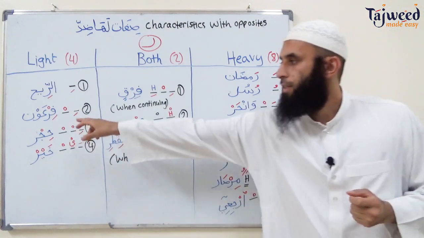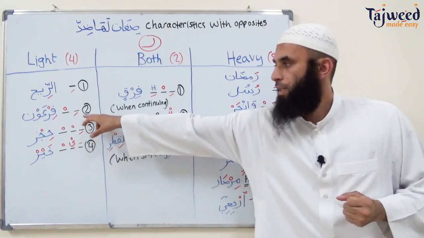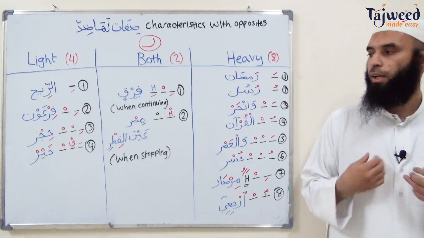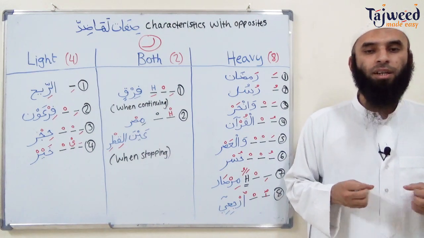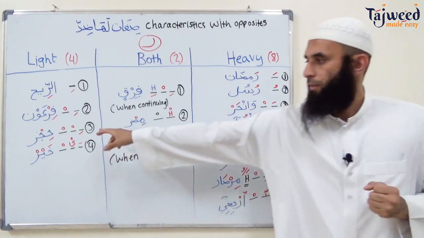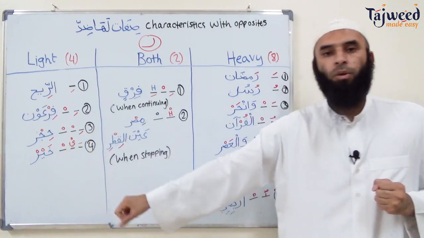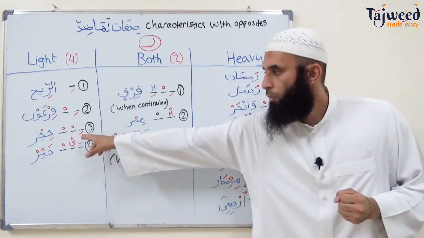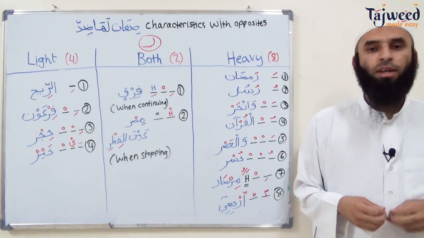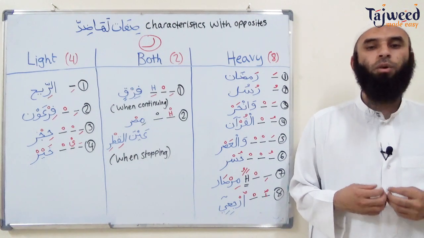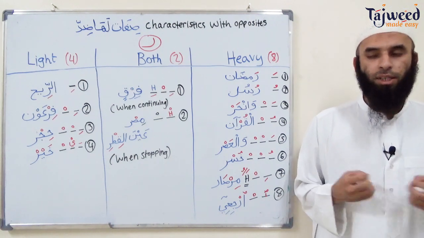Next situation, if ra has a sukun, we look at the previous letter. If it has a kasra, then we pronounce ra in a light manner. Fir'aun, not heavy, but light. Situation number 3, if ra has a sukun, we look at the previous letter. If it has a sukun, we look at the letter before that. If it has a kasra, then we pronounce it in a light manner. Hijr, not heavy, but light.